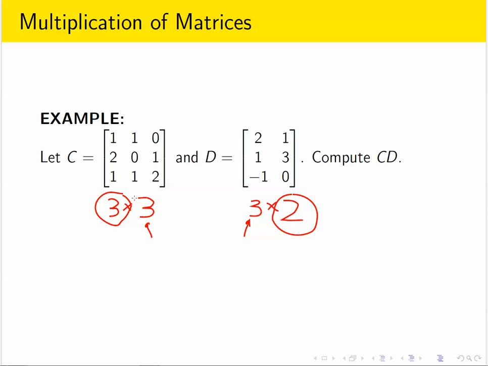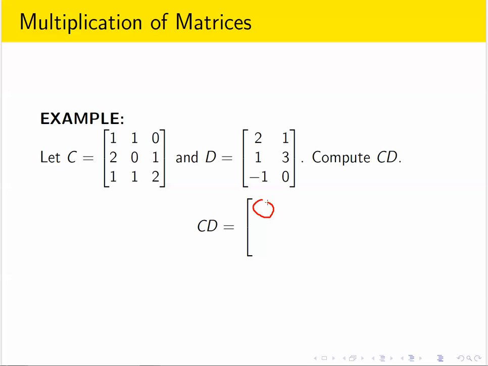So because the product has the same number of rows that C does, the product has 3 rows, and it has the same number of columns that D does, so it has 2 columns. CD will be 3 by 2. It's good to know that in advance so that we know which entries we need to compute. Now let's start doing that.